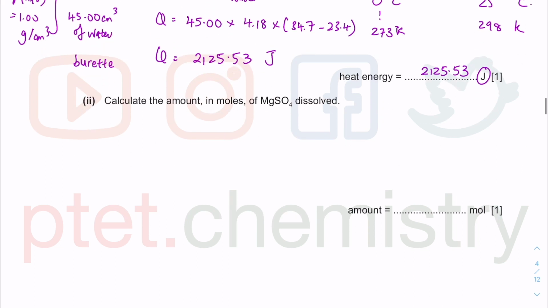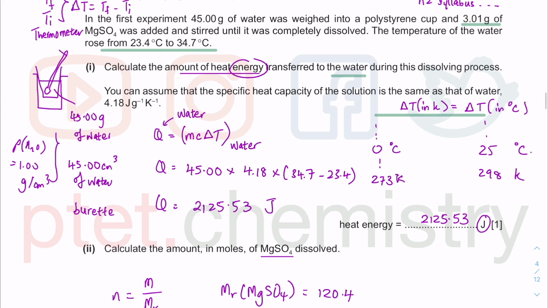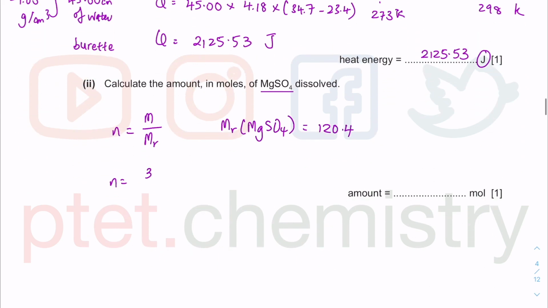The next one, calculate the mole of MgSO4 dissolved. So we need mass over Mr, so the mole is equal to mass over Mr. So what is the Mr of MgSO4? Well, you look straight into your periodic table. So Mg is 24.3 plus 16.0 times 4 for the 4 oxygen plus 32.1 for the sulfur, that is 120.4. So we had 3.01 gram of the MgSO4 divided by 120.4. So 3.01 divided by 120.4, I get 0.025 mole.